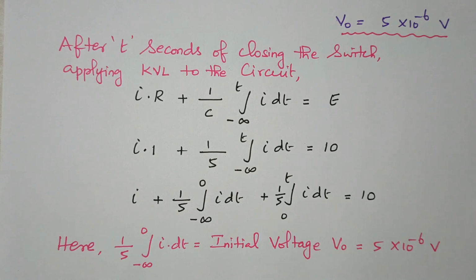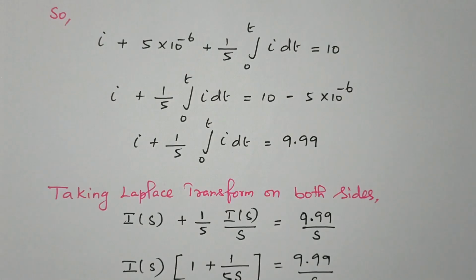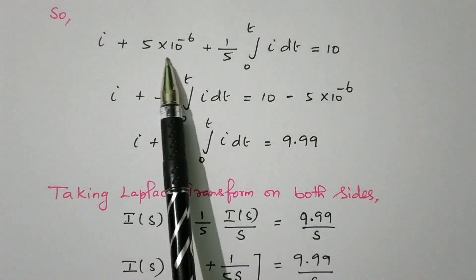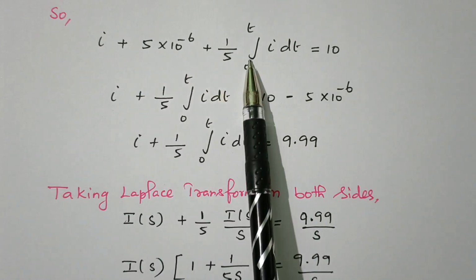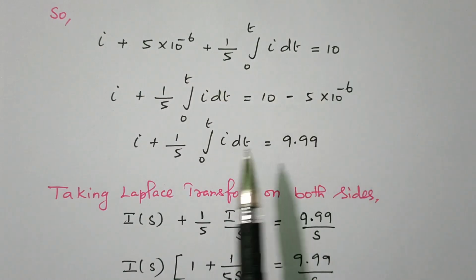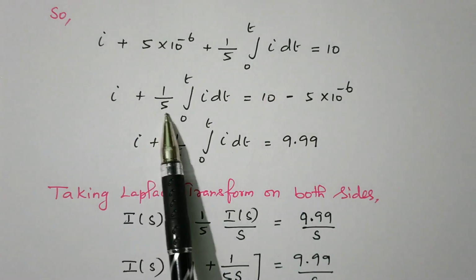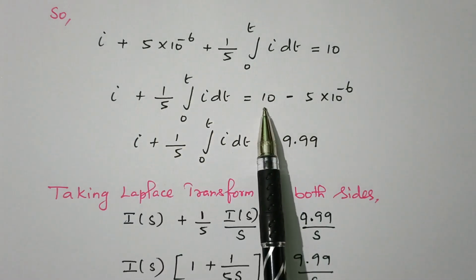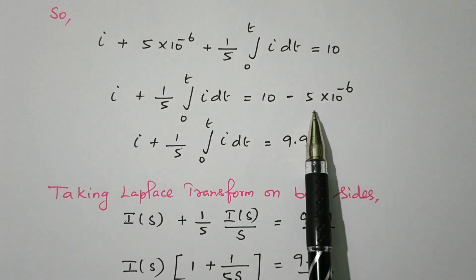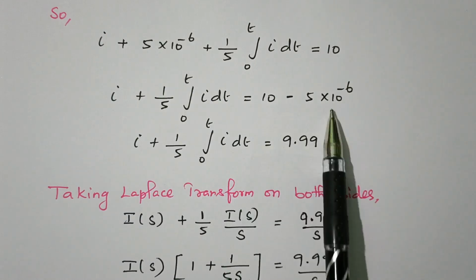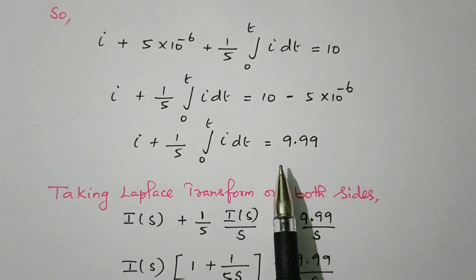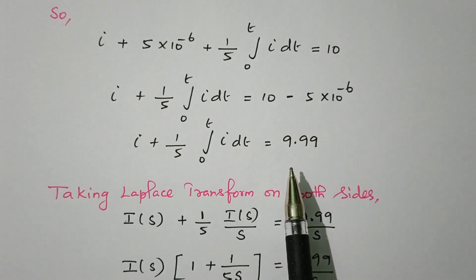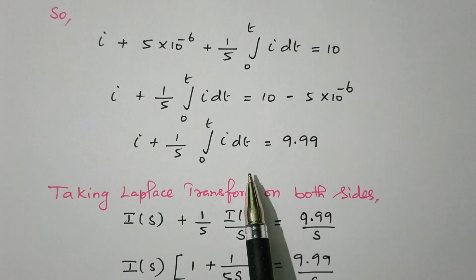Now we will go for further simplification. We substitute this 5 into 10 to the power minus 6 initial voltage. So i plus 5 into 10 to the power minus 6 plus 1 by 5 integral 0 to t of i dt equals 10. So i plus 1 by 5 integral 0 to t of i dt equals 10 minus this term, brought to that side, 5 into 10 to the power minus 6. While simplifying we got 9.99. Now we need to take the Laplace transform on both sides in order to find the transient current. First we will take Laplace, then we will take inverse Laplace, so that we will get the transient current.